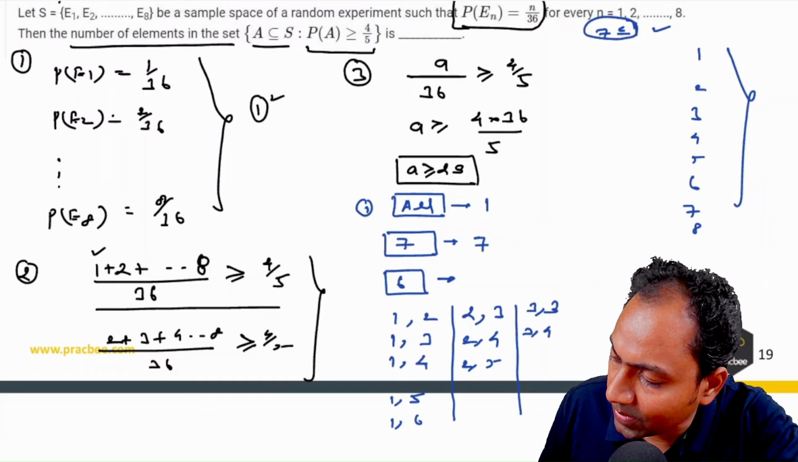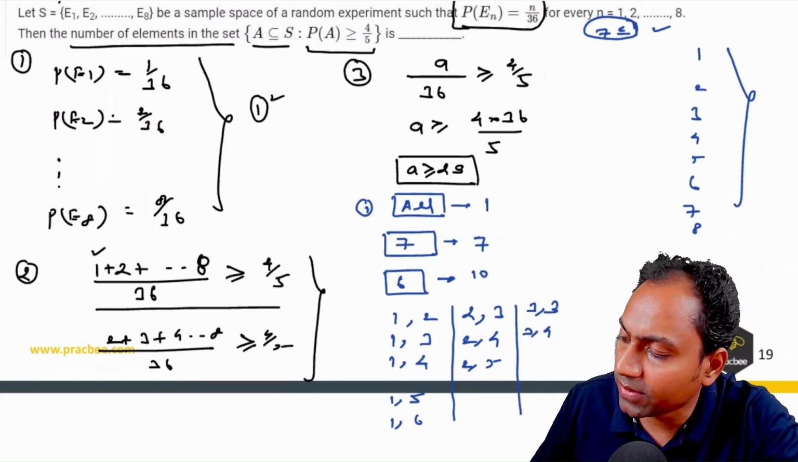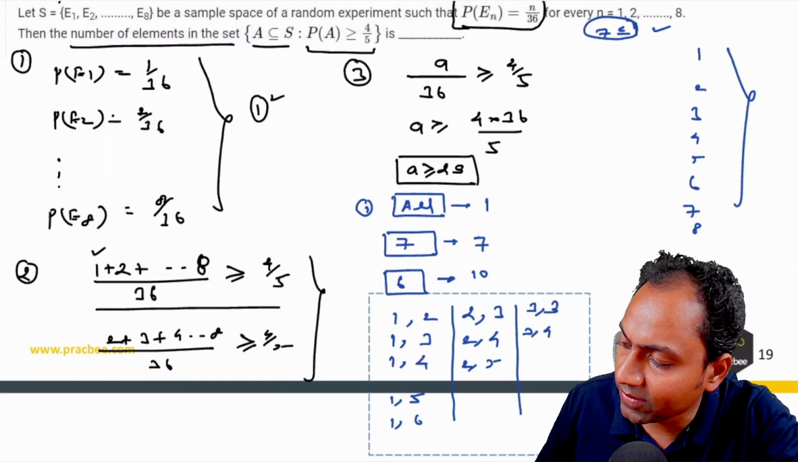5 in the first part, 3 in the second part, and then 2. So again 10 cases are possible. Now what we have done is till now, if we have taken 6 elements.